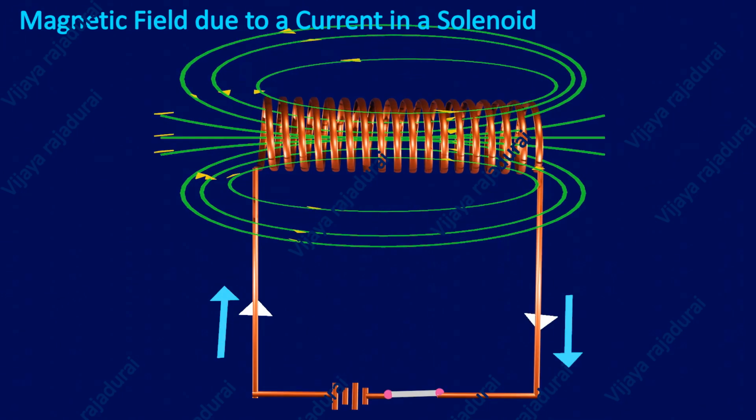So in this experiment, inside the solenoid, the magnetic field lines produced are parallel and equal, that is, the magnetic field is equal. So when current flows into the solenoid, one side will be south pole and the other side will be north pole.